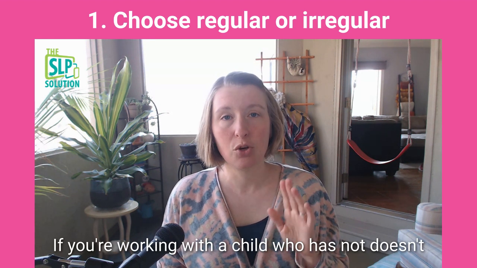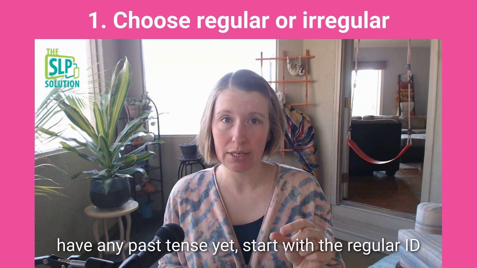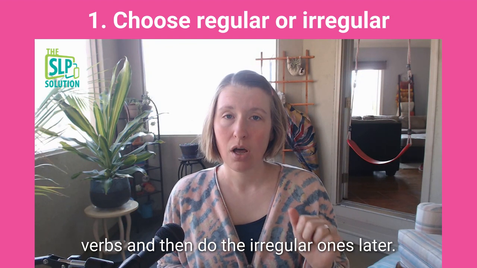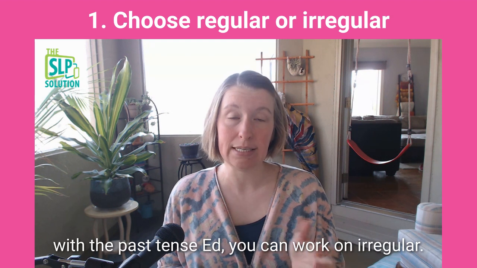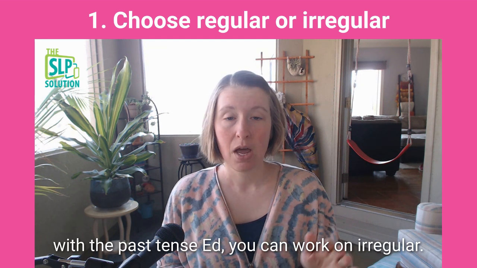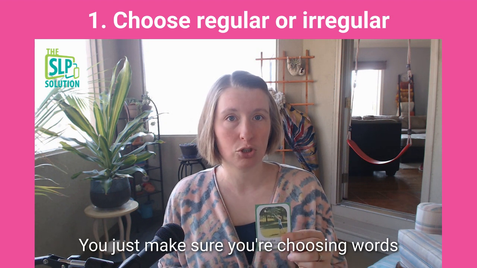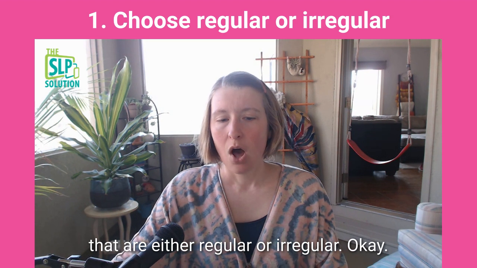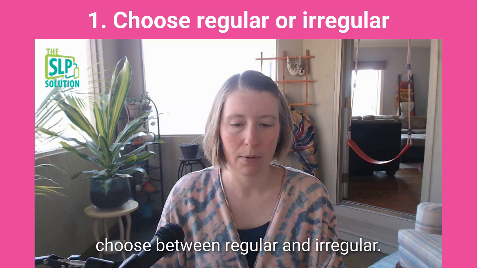If you're working with a child who doesn't have any past tense yet, start with the regular ed verbs and then do the irregular ones later. But if your child is already working or doing well with the past tense ed, you can work on irregular. It's going to be the same steps either way, though. So I'm going to walk you through the steps. You just make sure you're choosing words that are either regular or irregular. Okay, so that's step one, is to choose between regular and irregular.